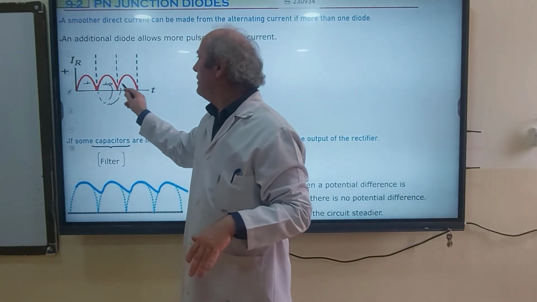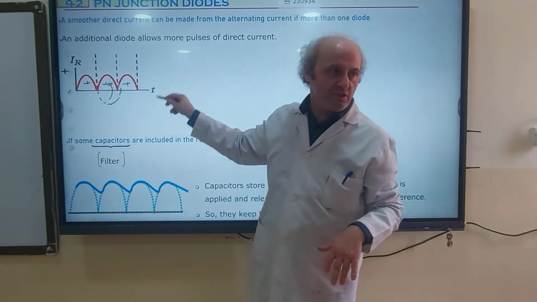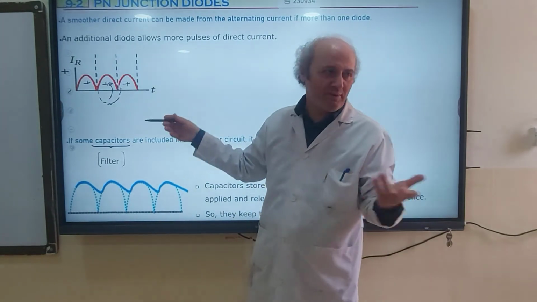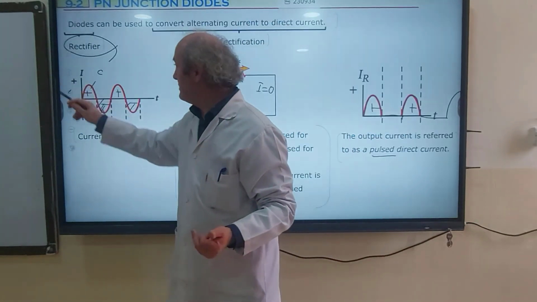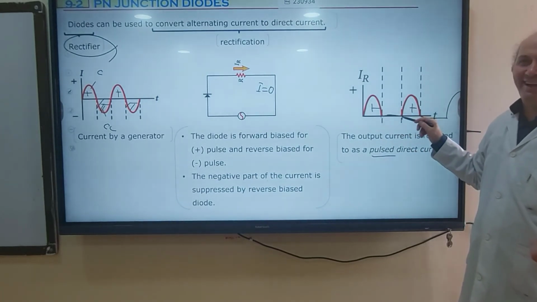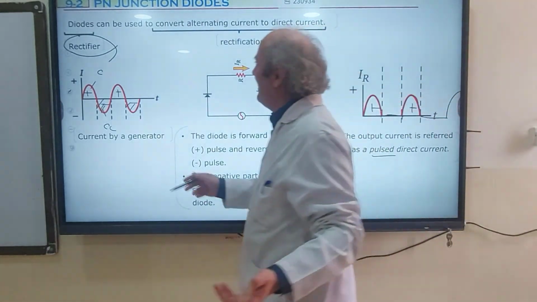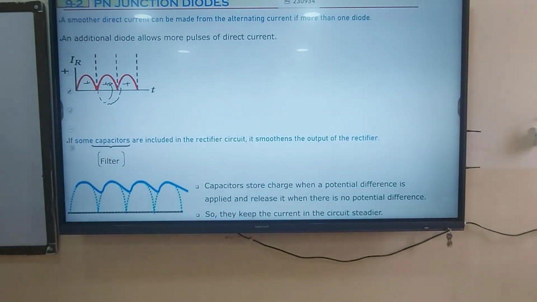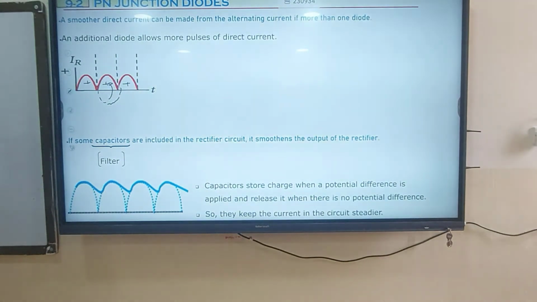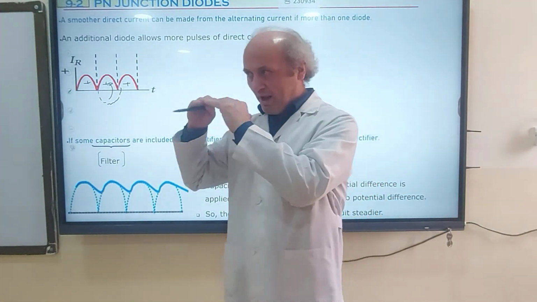So negative shifts to positive. Now we only have positive pulses: 0, positive maximum, 0, positive maximum, 0, positive maximum, and so on. The previous one was not like this. It was maximum, 0, 0, maximum, 0, 0. It goes on that way. Alright. So if you use two diodes, or more than two, it is much better. With 4 diodes, much better. And as the number of diodes increases, you can make a much better direct current.